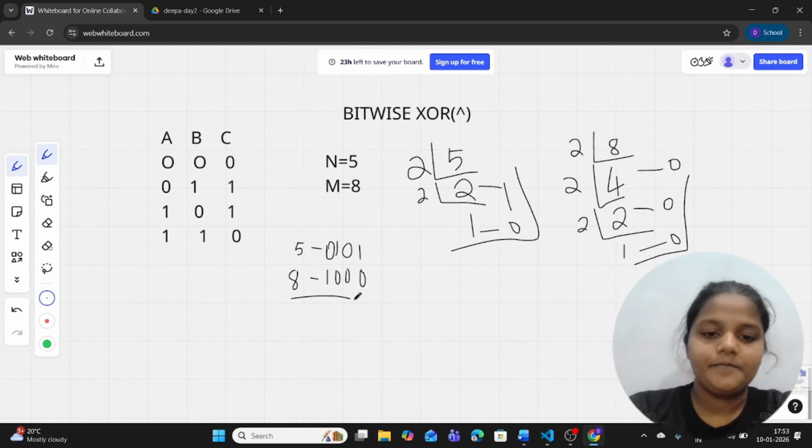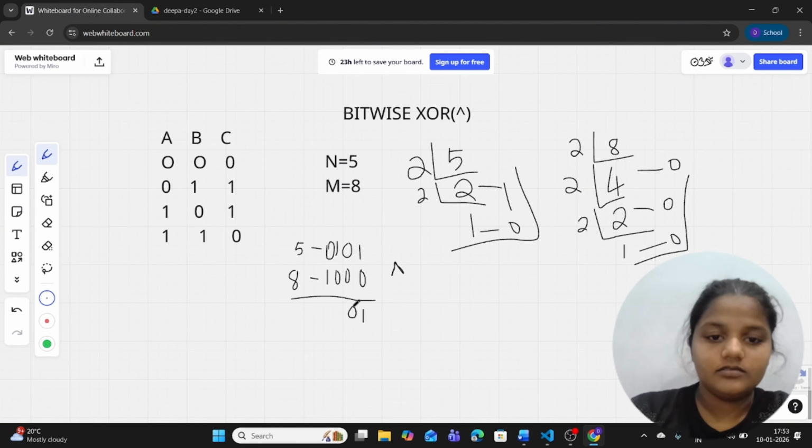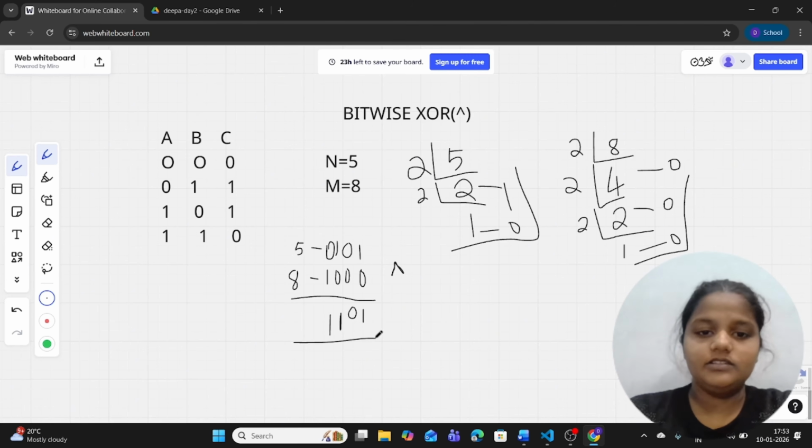Okay. Now we want to do XOR between them. 1 XOR 0, 1. 0 XOR 0, 0. 1 XOR 0, 1. 0 XOR 1, 1. So our final binary value is this.